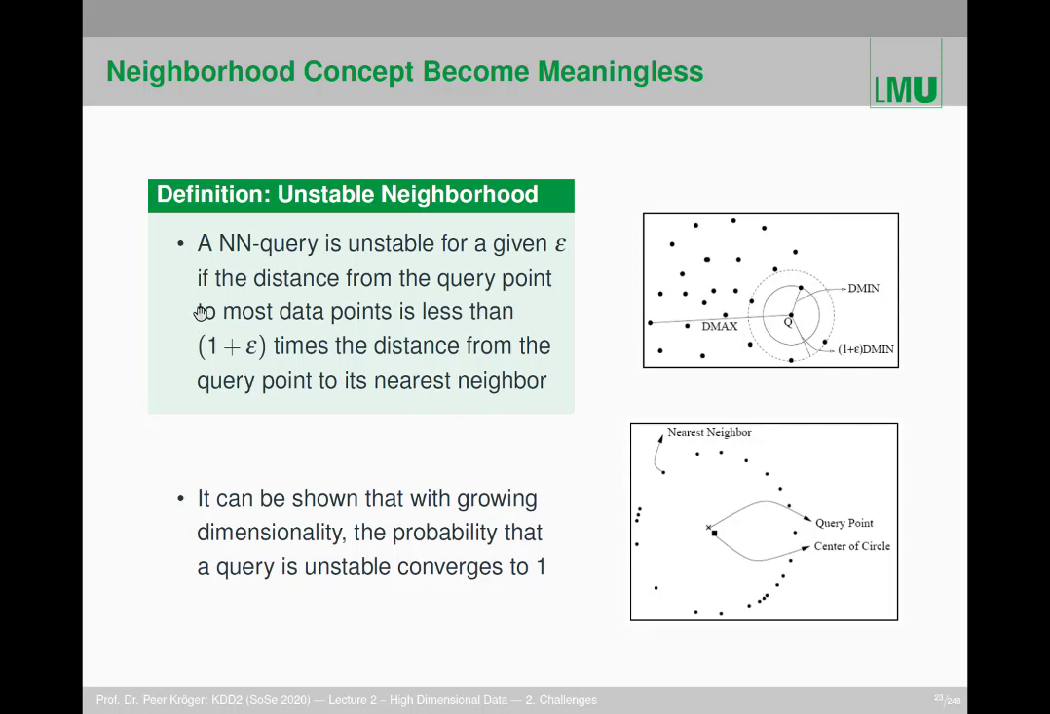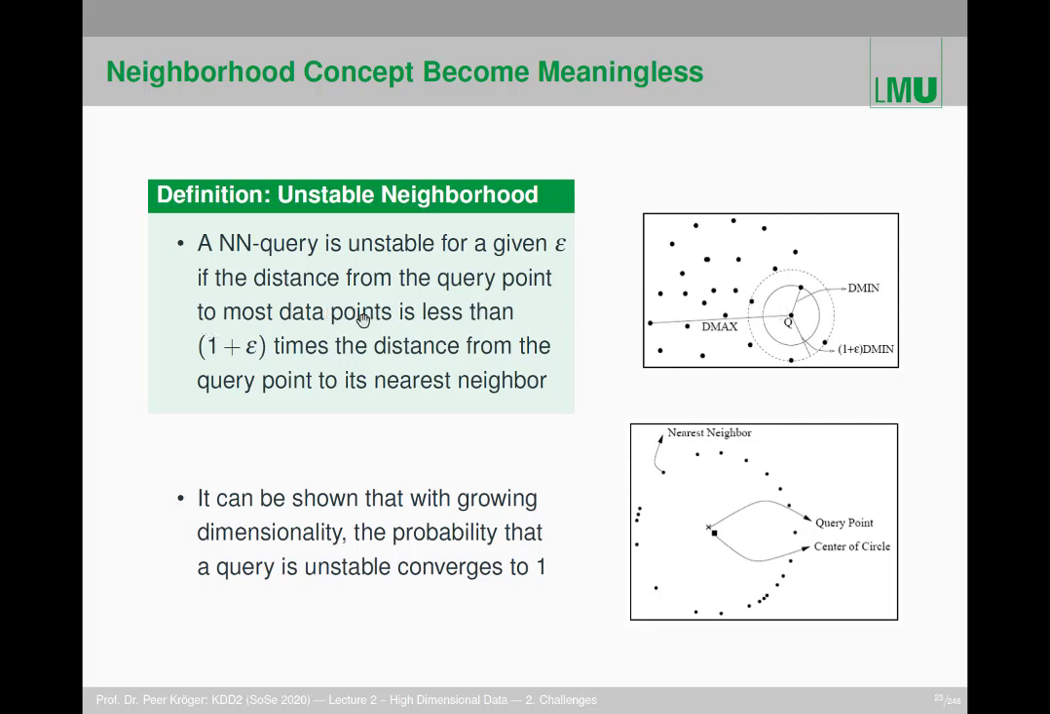So let's take "most data points" to mean all data points. Consider this one here. This is our query point. So this is the nearest neighbor, and this is the nearest neighbor distance here, and say this one here is the threshold, the 1 plus epsilon. So the neighborhood is stable if most of the other points are not within this range here. This is what the definition says.